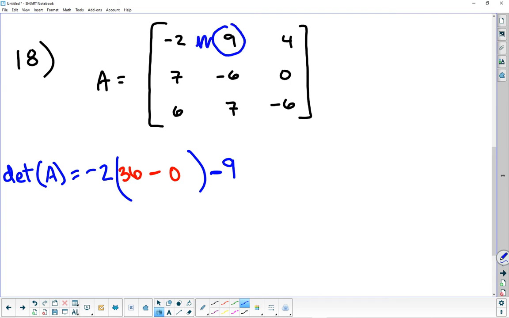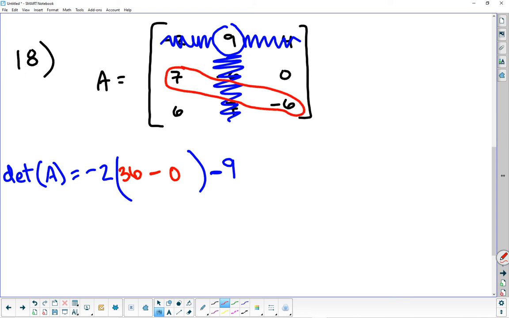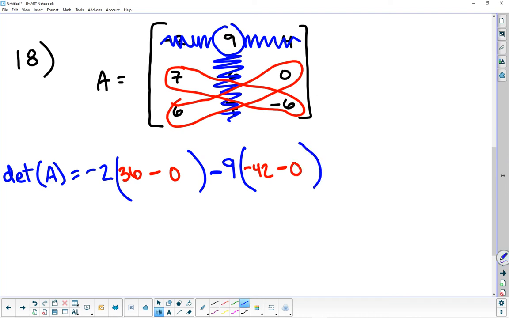And again, we're going to take out everything in the row as the 9 entry, and everything in the column as the 9 entry. We're going to do a 2 by 2 determinant. So 7 times -6. That's how I start off my -9. So 7 times -6 is going to give me -42. And again, it's always minus. Then go 6 times 0. Okay, and that's going to give me 0. And that wraps up my second part of my determinant.